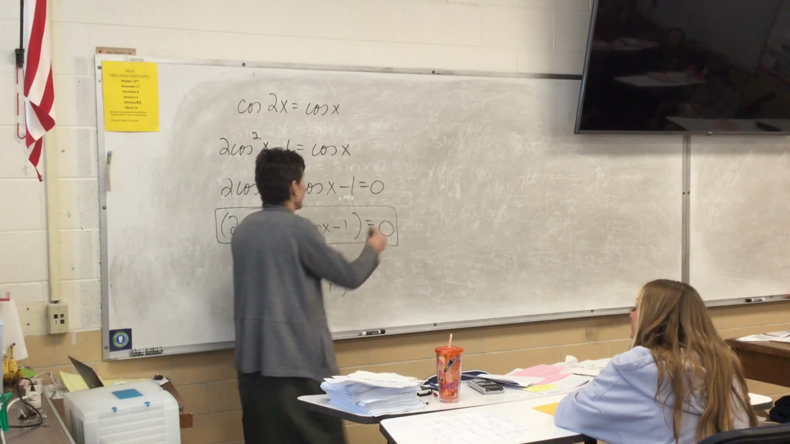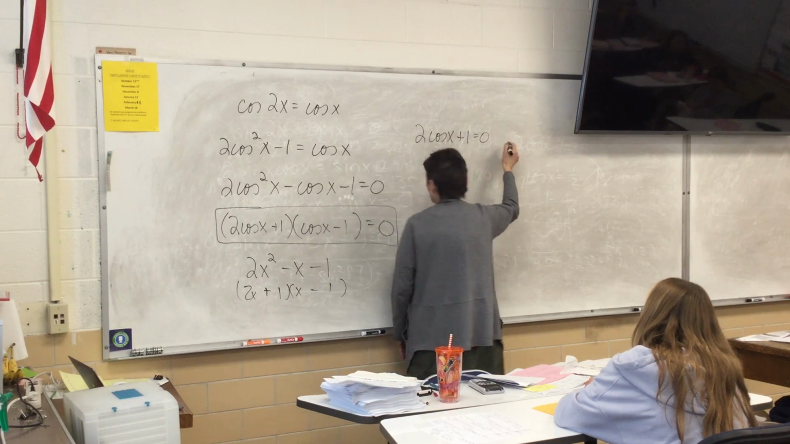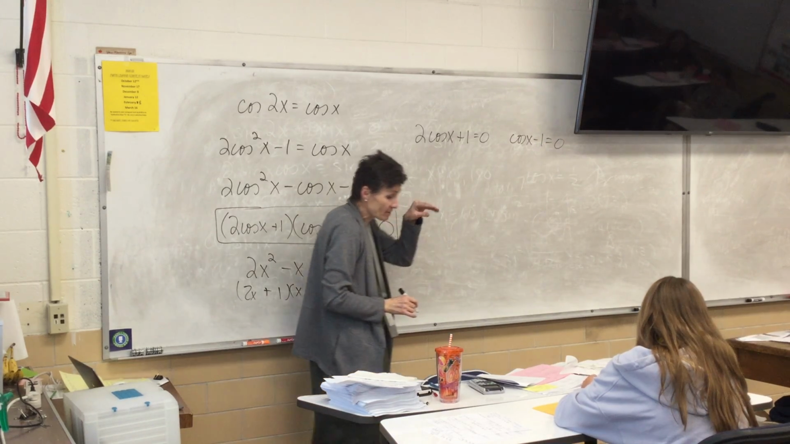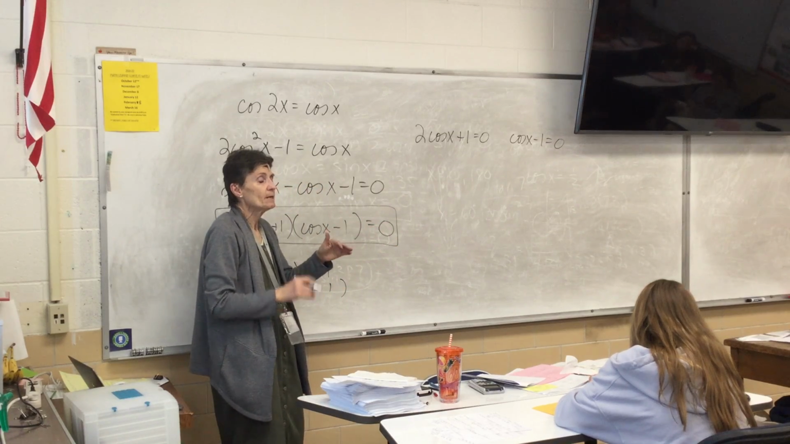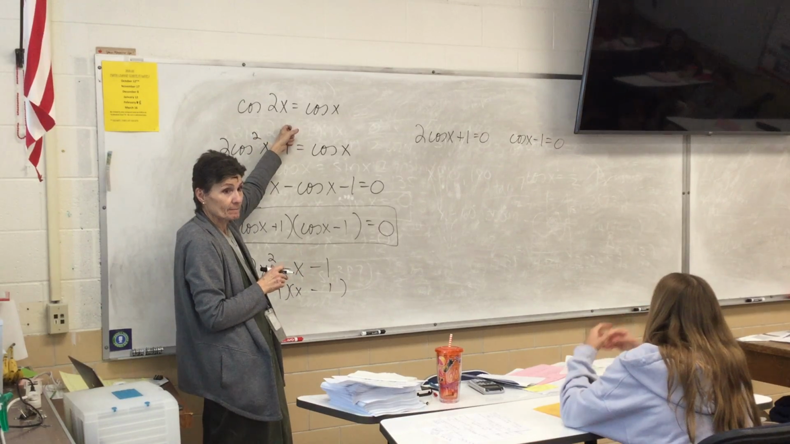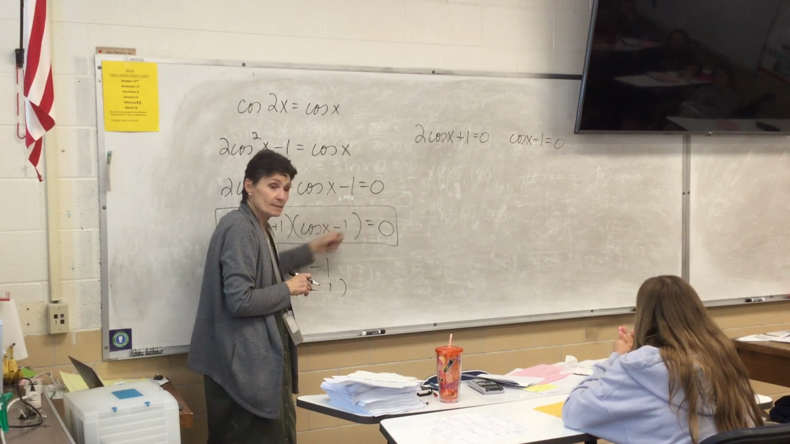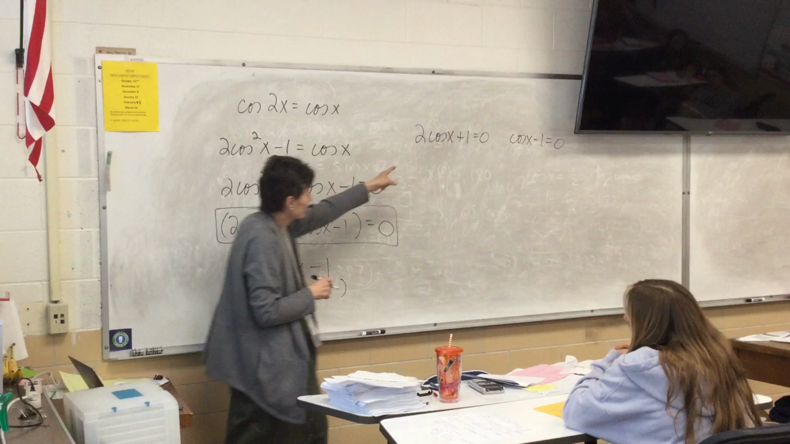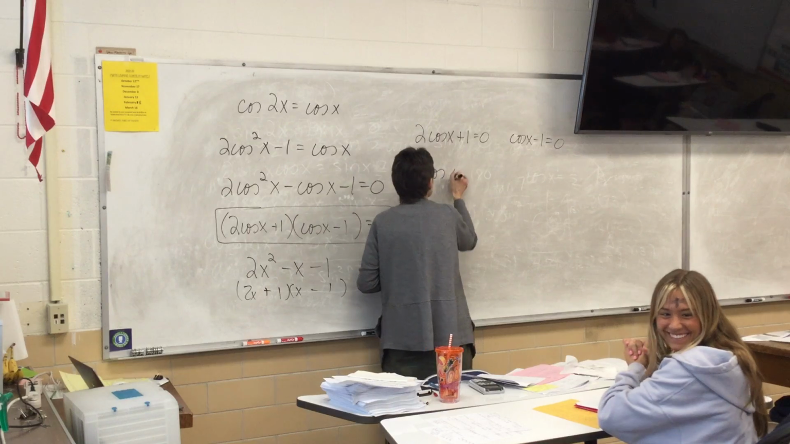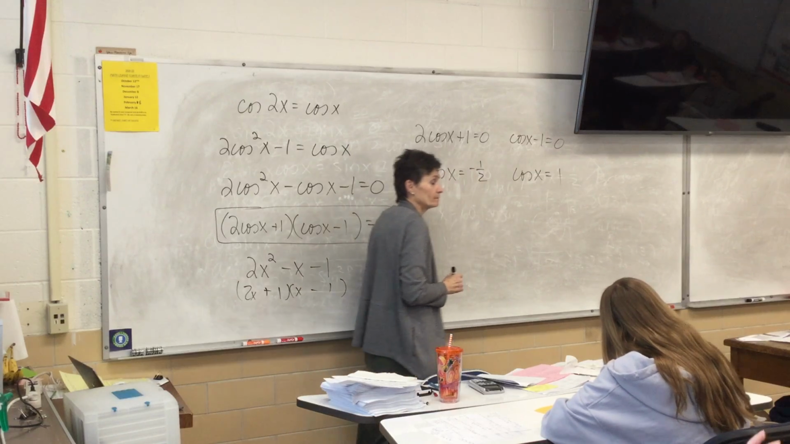Set each one equal to 0. So we're going to set our factors equal to 0. All of these equations are going to have different numbers and stuff in them, but they're all going to be done the same way. Use a formula to get rid of the 2x. Get your equation set equal to 0. Somehow factor it. Set the factors equal to 0. And then solve. So cosine equals -1/2 or cosine equals 1.